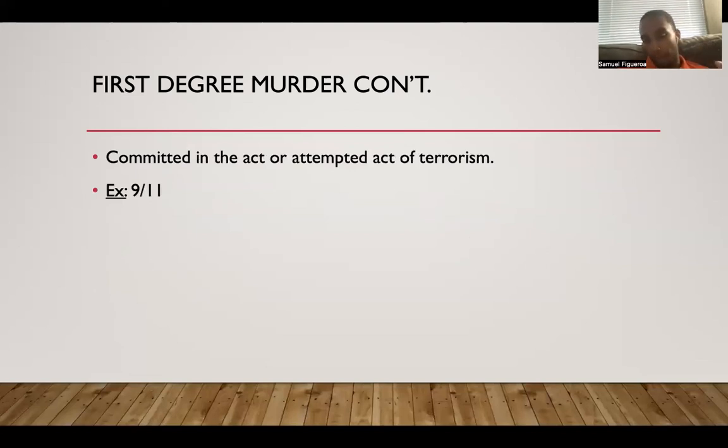And last but not least, an act of terrorism. 9/11 is a good example, right? As we all know, a lot of people died due to that act. And assuming that those murderers are still alive, they'll be liable for first degree murder under Nevada law because they committed an act of terror and they killed someone. So during that act, someone died, therefore they'll be liable for first degree murder. An attempted act of terrorism is another example that can allow someone to be liable for this crime.